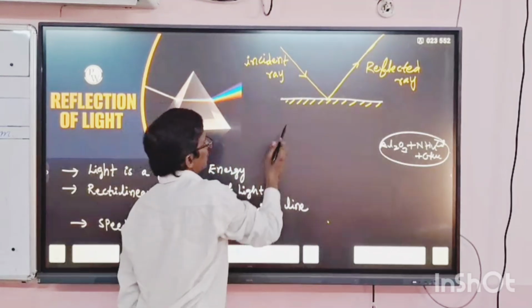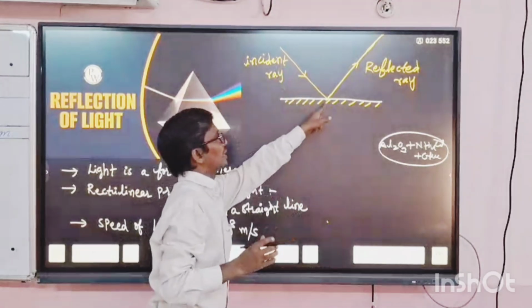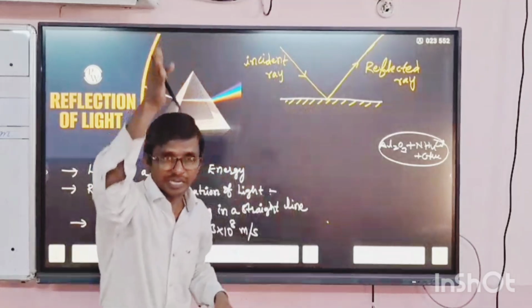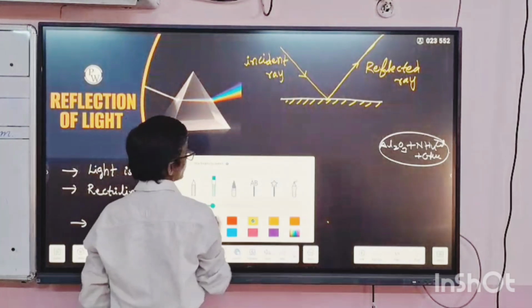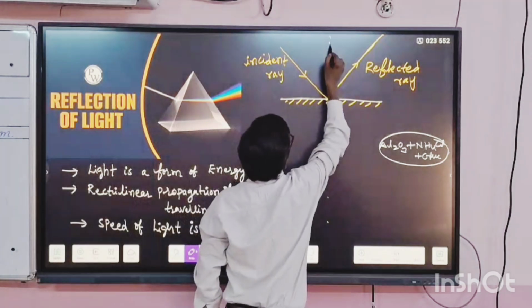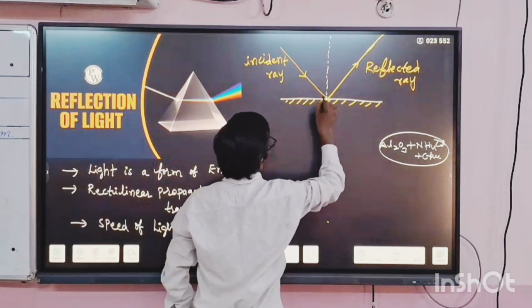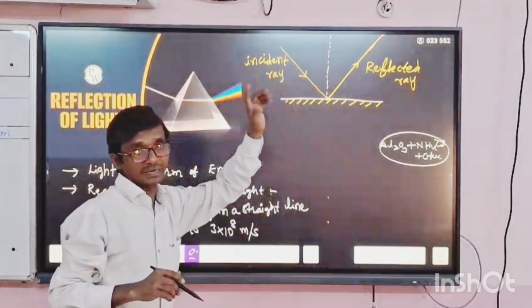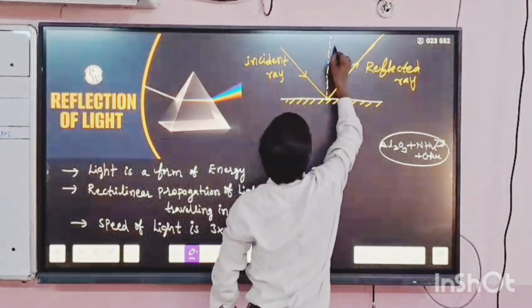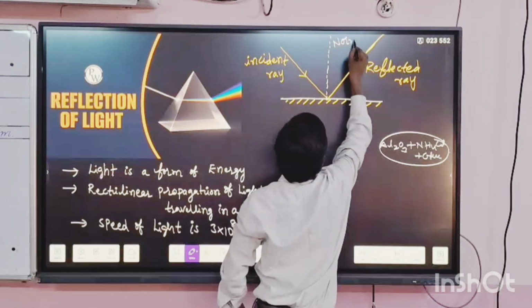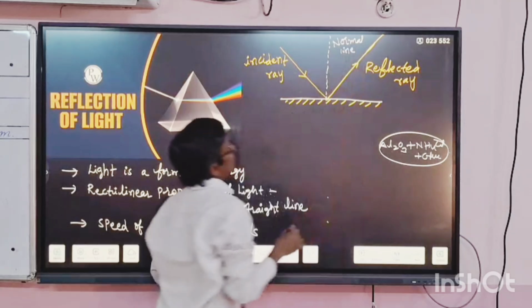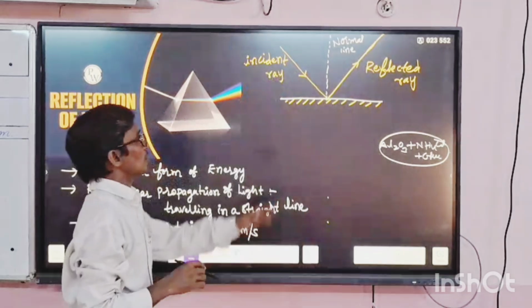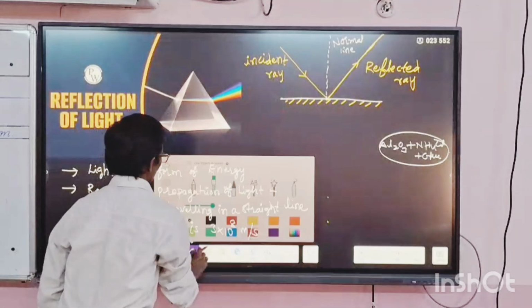Now we draw one perpendicular line at that point. Perpendicular means 90 degrees. This perpendicular line is called the normal line. It is not a ray, it is a normal line. Because of this normal, we get two angles.